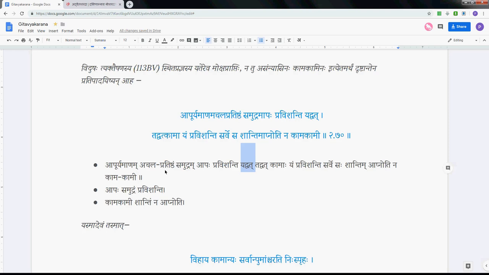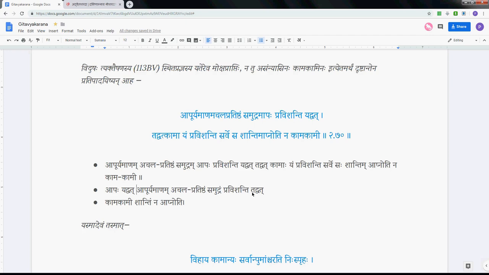Yadvat apaha samudram pravishanti achala, what samudra is what? Apuryamanam. Achala pratishtam samudram pravishanti tadvat. So yad apaha apuryamana achala samudram pravishanti yadvat. I don't know where to put yadvat here. Yadvat is a little tricky to convey. Apaha yadvat, so I'll say apaha yadvat.